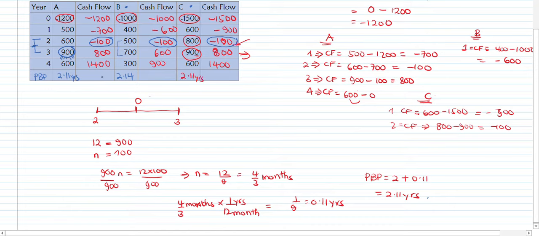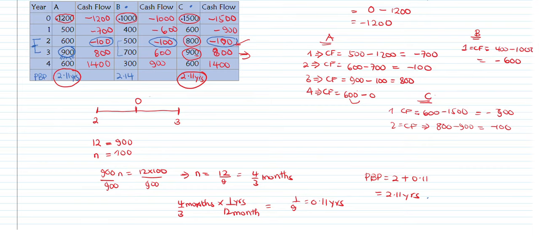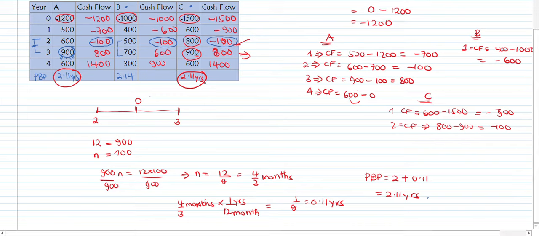Now, in comparing, project A and project B have the same payback period. Now the question was that we should find which of these projects is more economical. And the smaller your payback period, the more economical you are. So if you compare project A and project C, they have the smaller payback period, and so they are more economical as compared to project B.